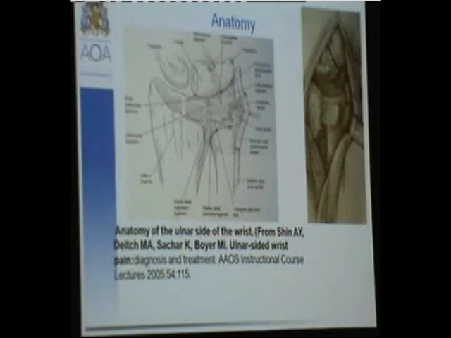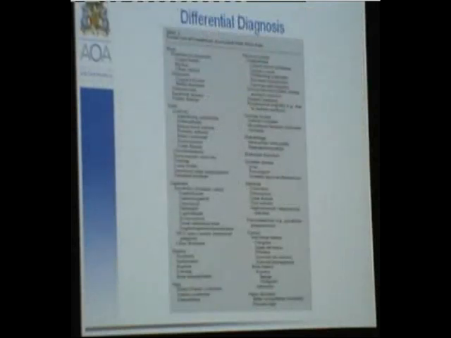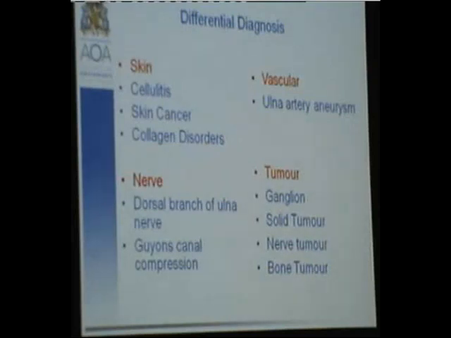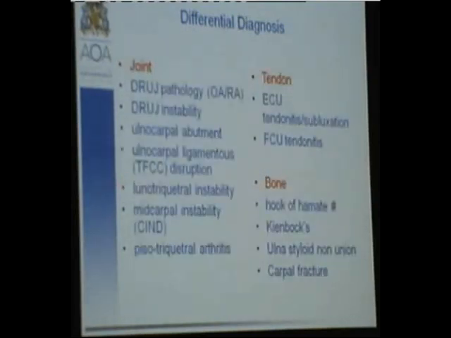So really, it can be skin, nerve, vascular, tumour, joint problems, tendon problems, and also bone problems. Again, I'm not going to go through all of these because we'd be here for days. So really, clinically, the history is probably the most important factor.